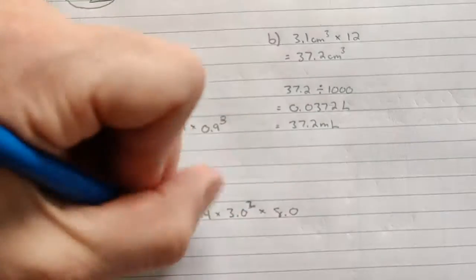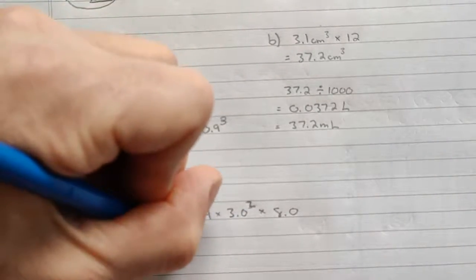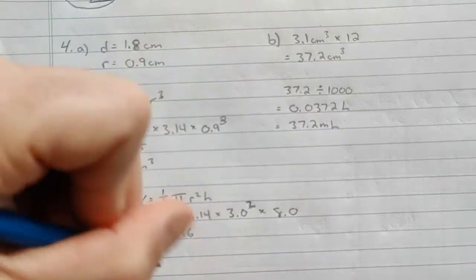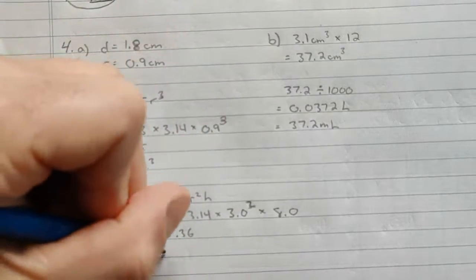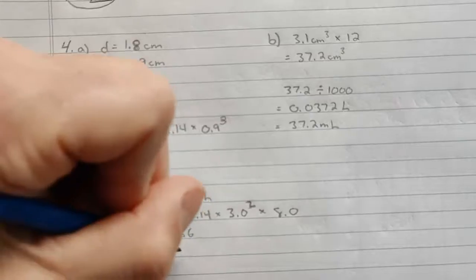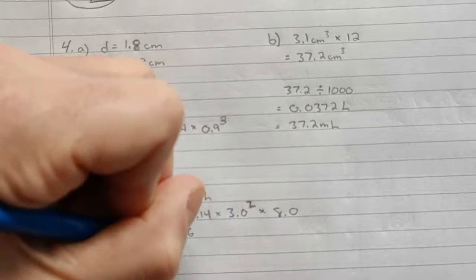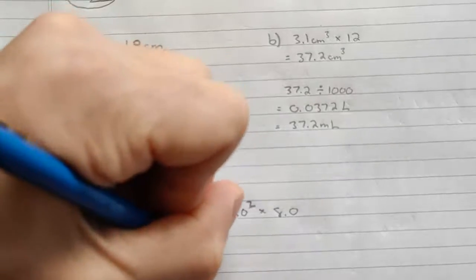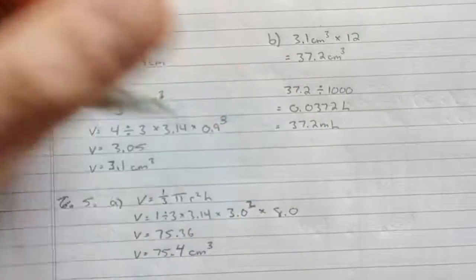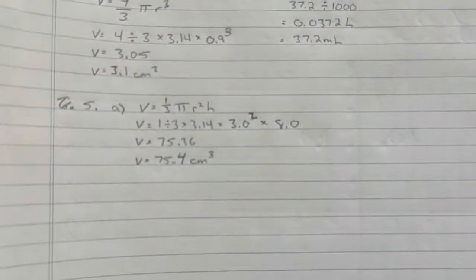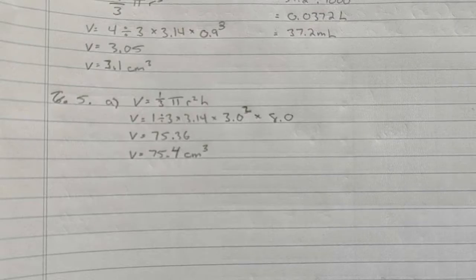That's going to give me a grand total of 75.36. And again, 1 decimal place in the question, so I'm going to put 1 decimal place in my answer: 75.4 centimeters cubed. So we get 75.4 cubic centimeters in our cone of grain that we can fit.